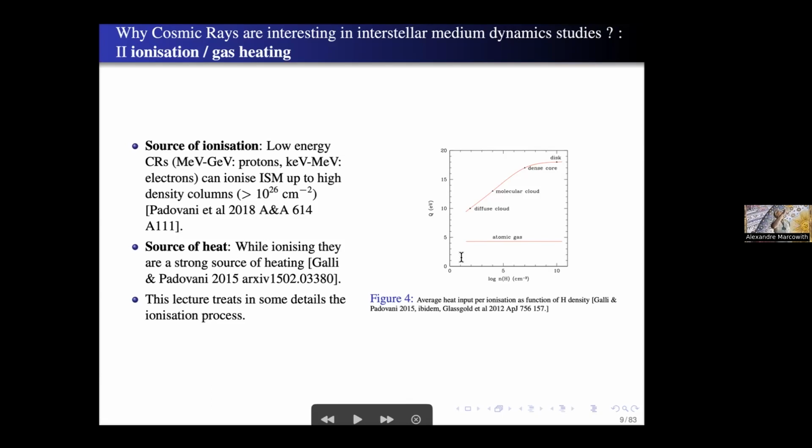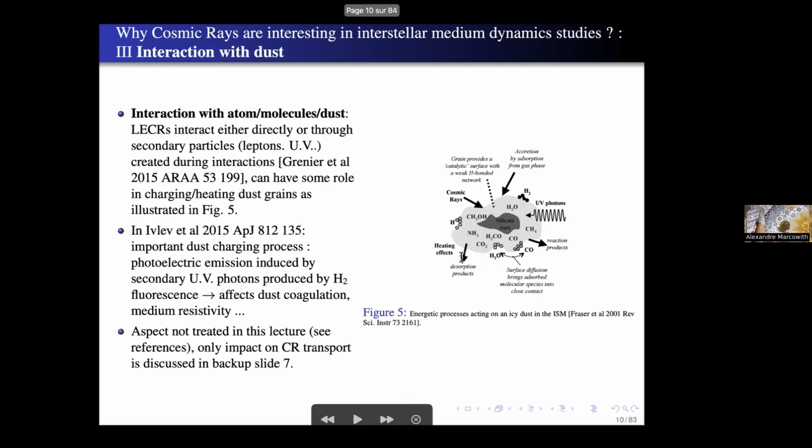There is also, each time you have ionization, some heating process. So these are a strong source of heating. Here is, let's say, the average heat input per ionization as a function of the hydrogen density in different media. You see, from diffuse cloud to disk, here is for atomic gas. So each time they can contribute to heating the medium. I will also treat this aspect in the second part of my lecture.